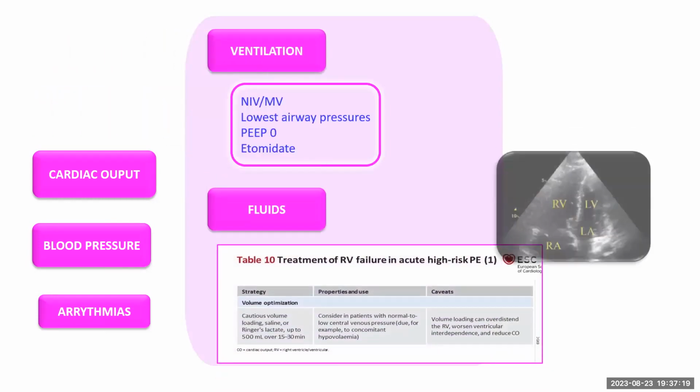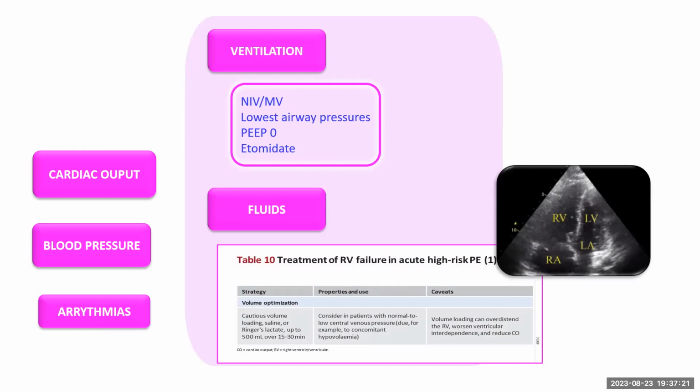So here you have ventilation. These patients should be managed with the lowest airway pressures. Try to do with NIV, but if you have to intubate, then you have to intubate and put the patient on mechanical ventilation. Initially, try to use a PEEP of 0 because these patients have clear lungs and do not require PEEP. And for intubation, etomidate is a good choice because it is safe for the blood pressure. The blood pressure does not drop with etomidate.